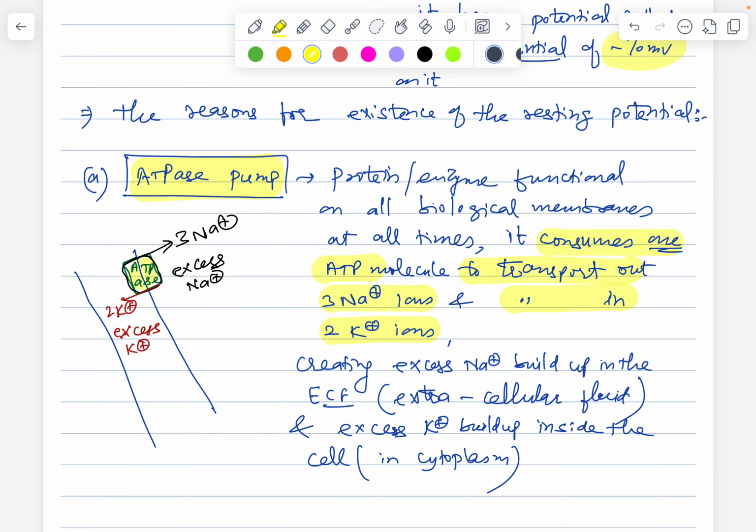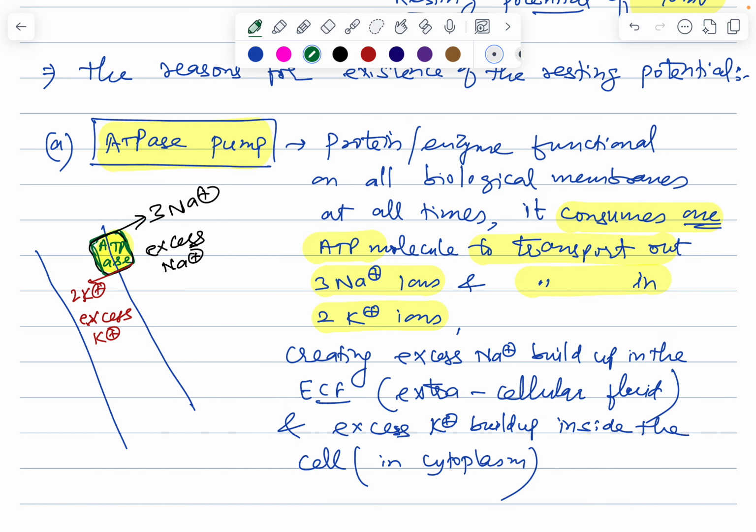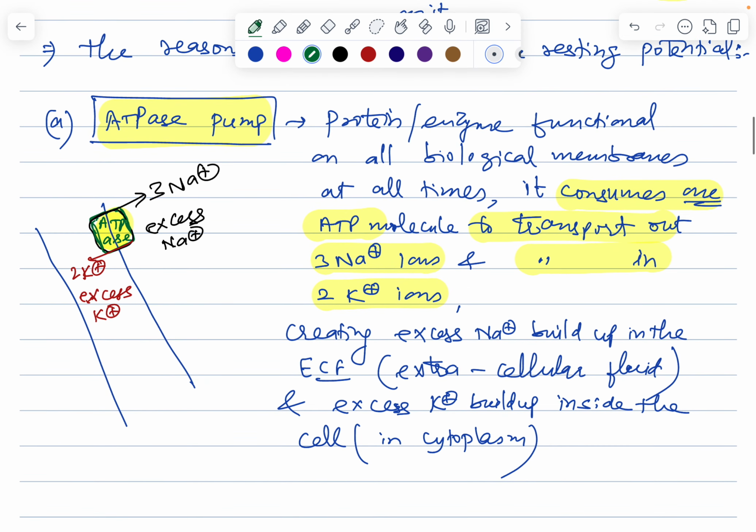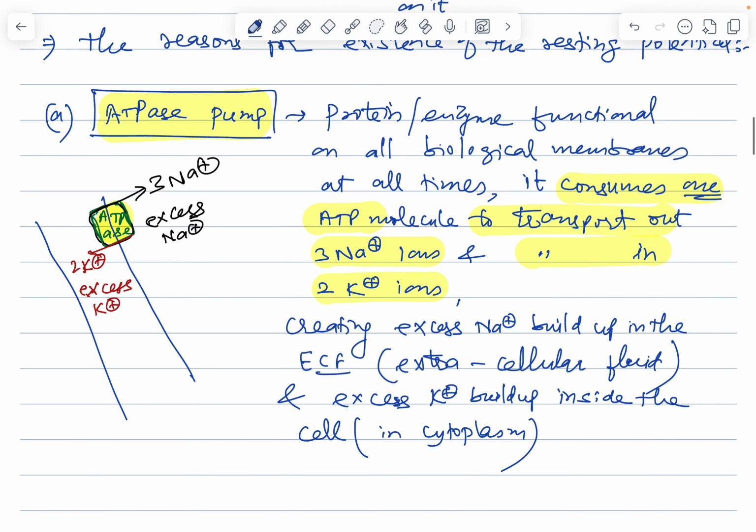The ATPase pump. So we'll understand step by step, one by one, and ultimately we'll reach the conclusion why there would be a potential of -70 millivolt on the resting membrane. So the ATPase pump, as you can notice, consumes an ATP molecule, transporting out how many sodiums? 3, transporting in how many potassiums? 2. Alright, so that is one thing.